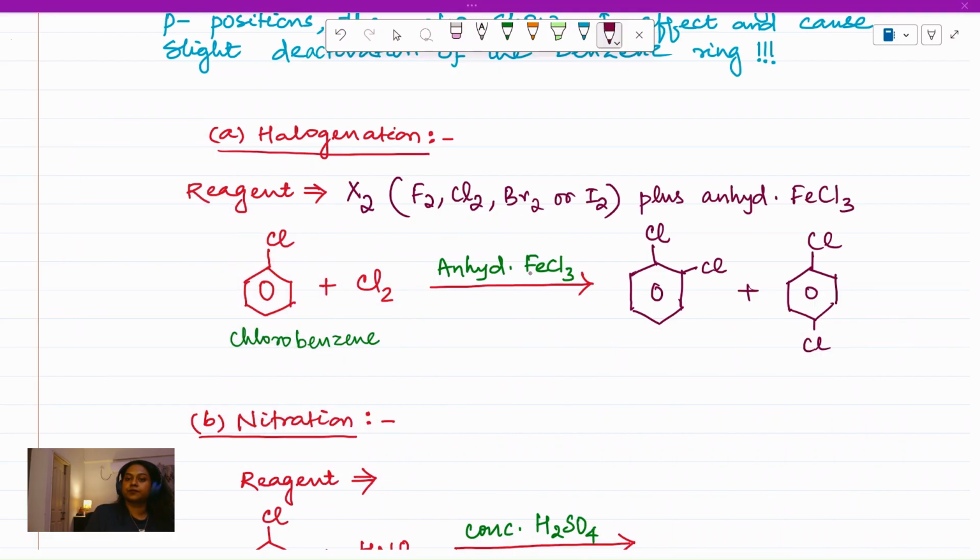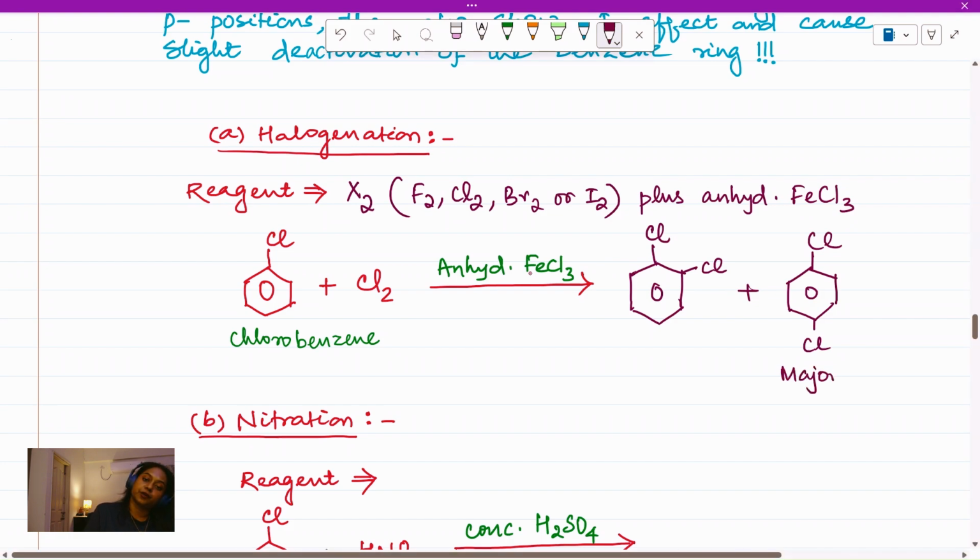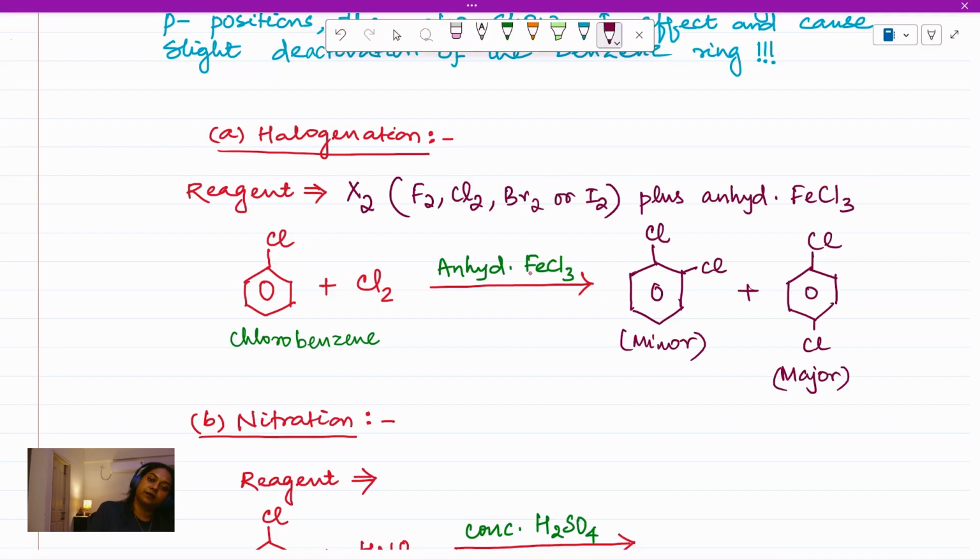The second one, the one at the para position, is our major product. The other is our minor product. Can we try to write the IUPAC names of these two molecules? Is it possible, Gaurav?